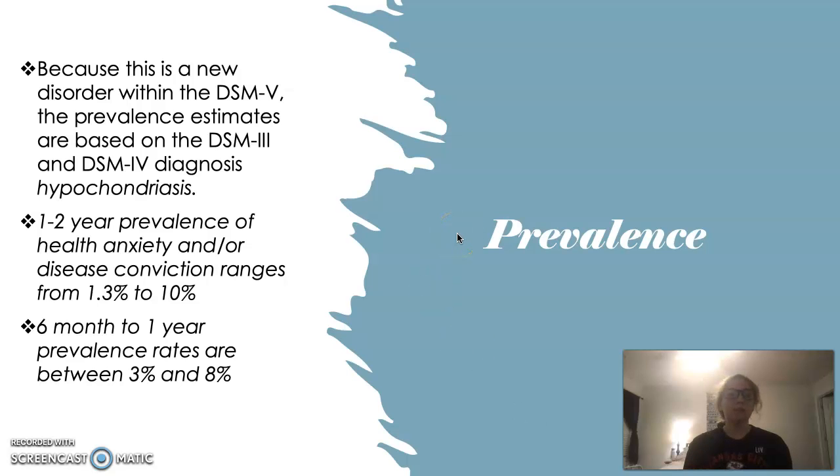Prevalence, again, a new disorder, so there's not a whole lot of statistics yet on prevalence, but we can look at hypochondriasis. And with that one, the 1 to 2 year prevalence of health anxiety and/or disease conviction ranges from 1.3% to 10%, and 6 month to 1 year prevalence rates are between 3 and 8%.